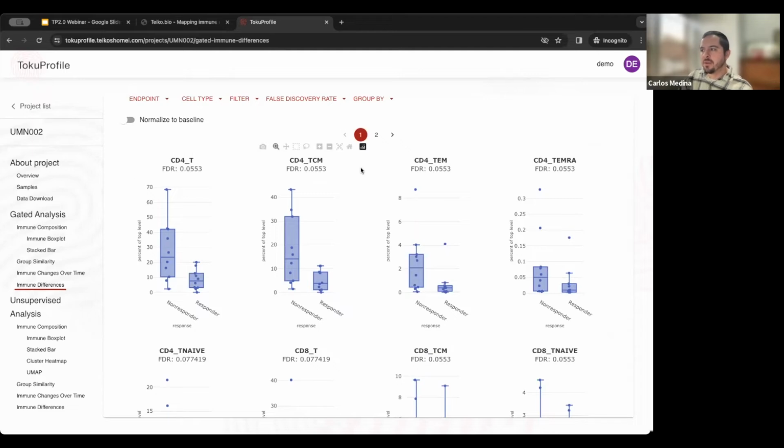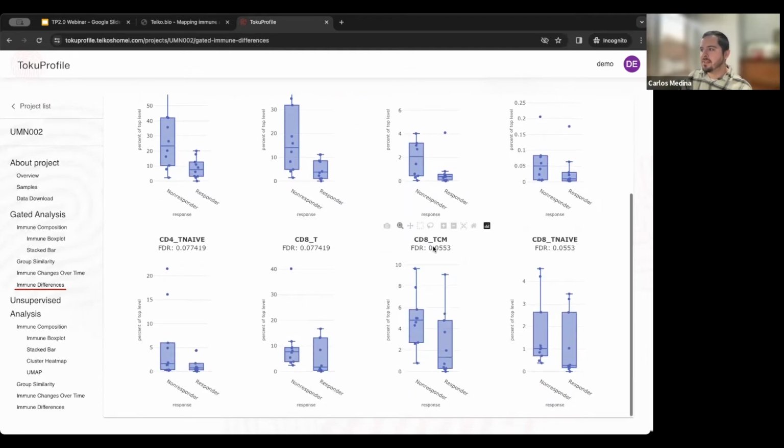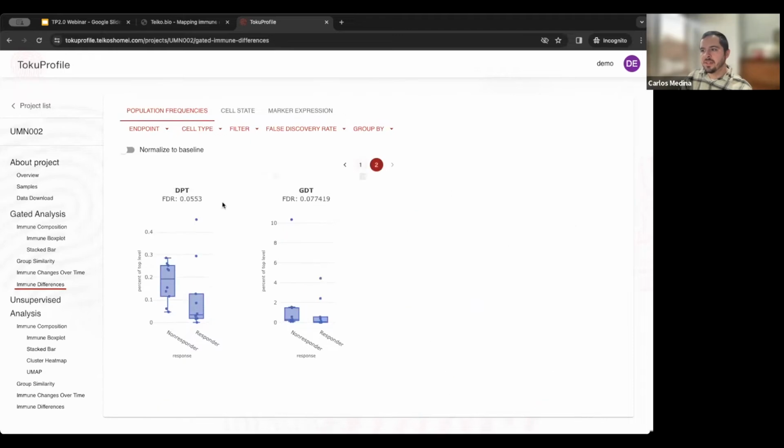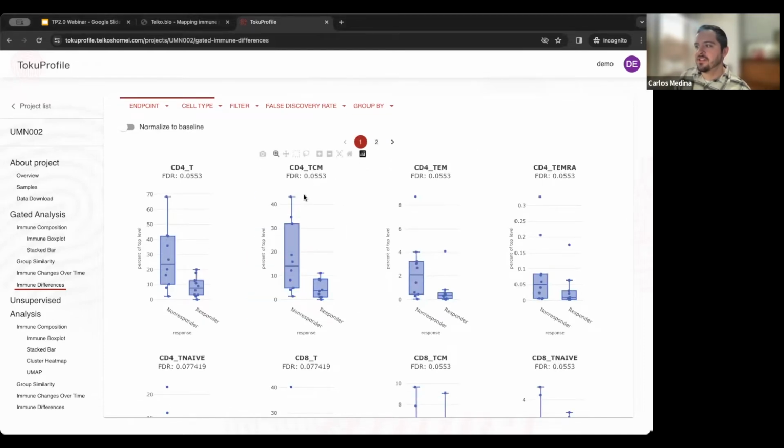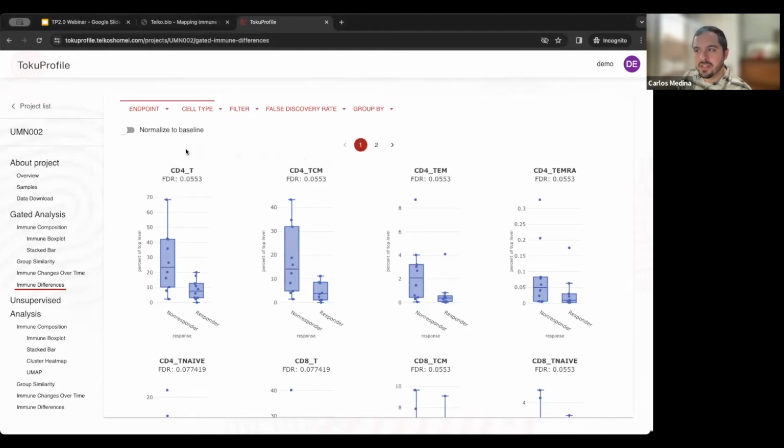They're mainly CD4, central memory, effector memory subsets. We also see some CD8 subsets as well. Going to page 2, we can see other T cell subsets like gamma delta and double positive. So we can see that there are some CD4 subsets trending higher in non-responders on treatment, which addresses the first part of their first question.